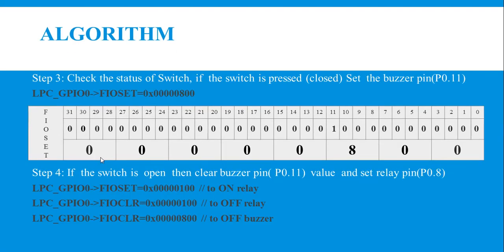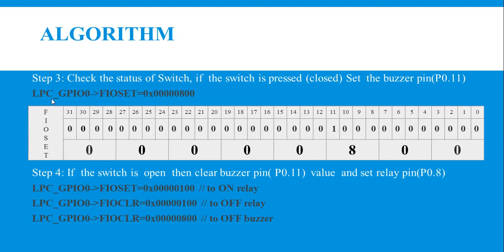Once the direction of the pins is set, if you want to send logic 1, then you have to use the FIOSET register. So if you want to switch on the buzzer corresponding to the 11th pin of port 0, you set the 11th position of port 0, and the corresponding value is 0x00000800. If you equate this value to the FIOSET register, that ensures that your microcontroller is going to send logic 1 to the 11th pin of port 0.